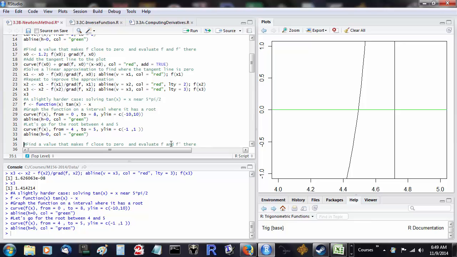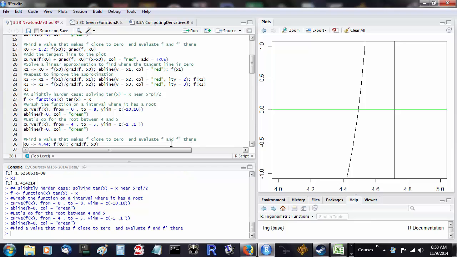Show where it's equal to 0, and now it appears that the root that we're looking for is somewhere between 4.4 and 4.6, probably a little bit closer to 4.4 than to 4.5. So let me make as my first guess 4.44. Success in this case is going to be crucially dependent on having made a good initial first guess.